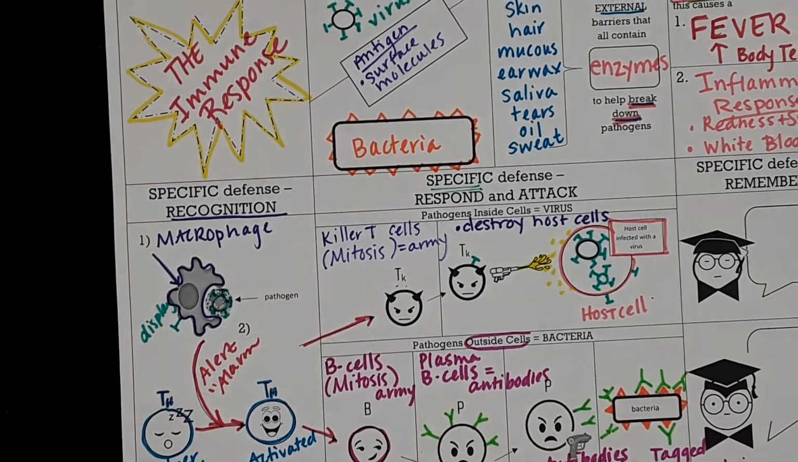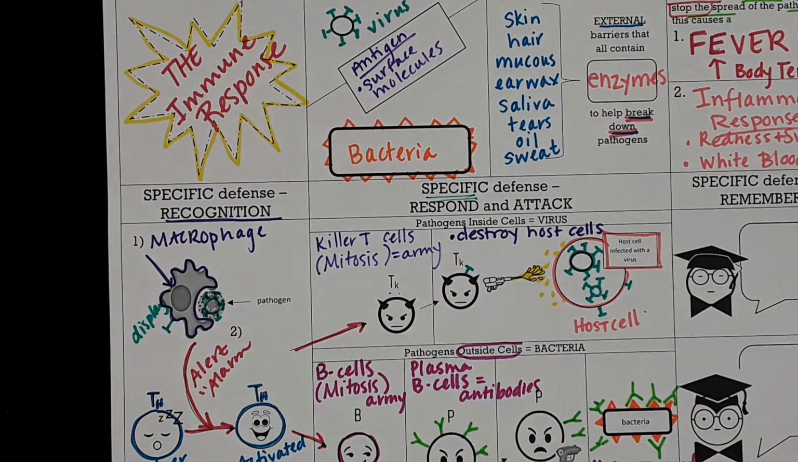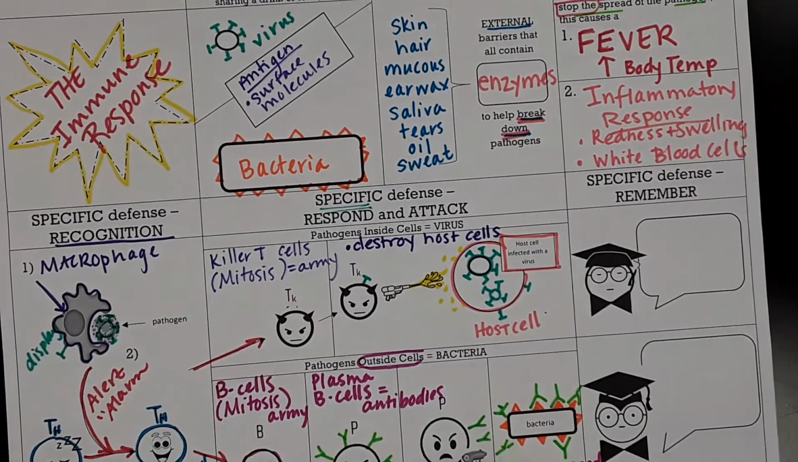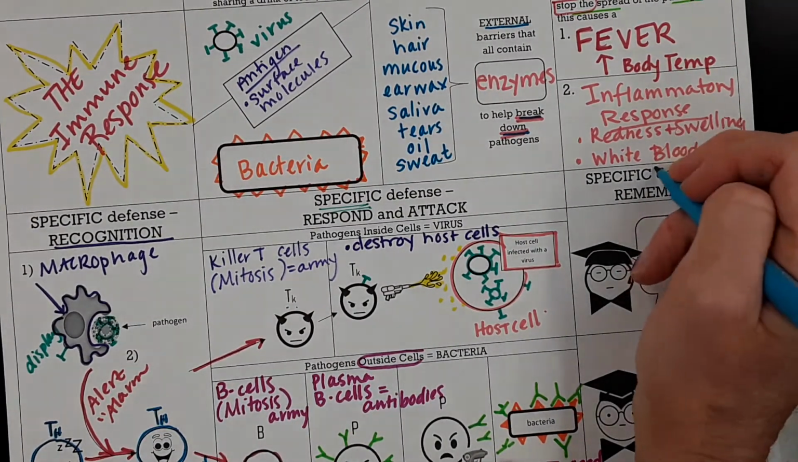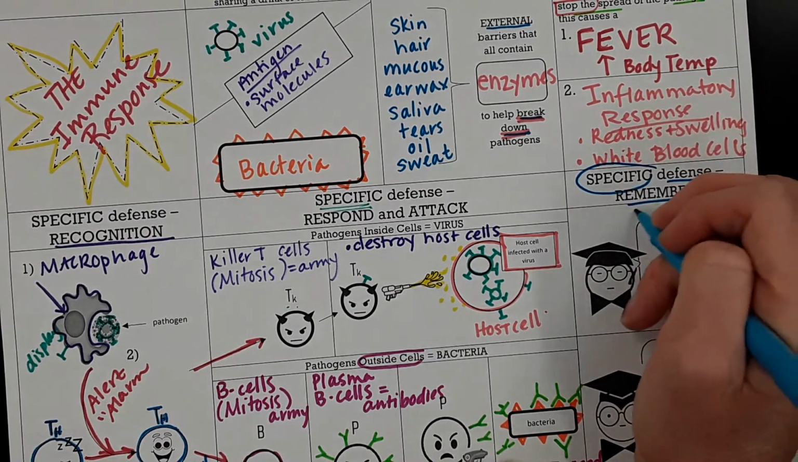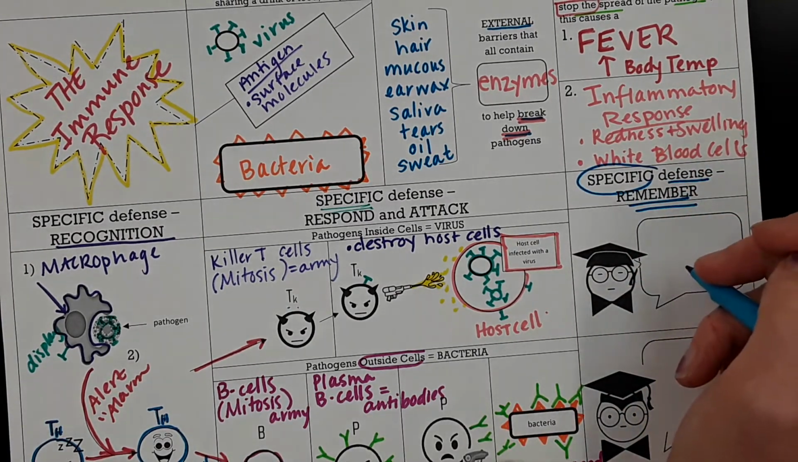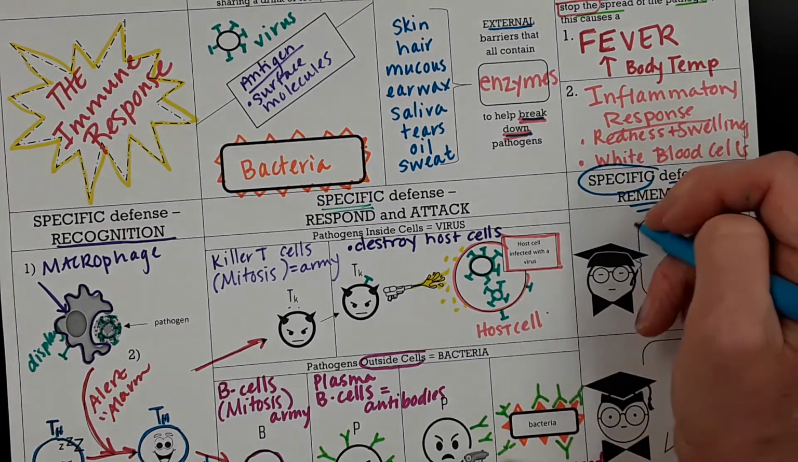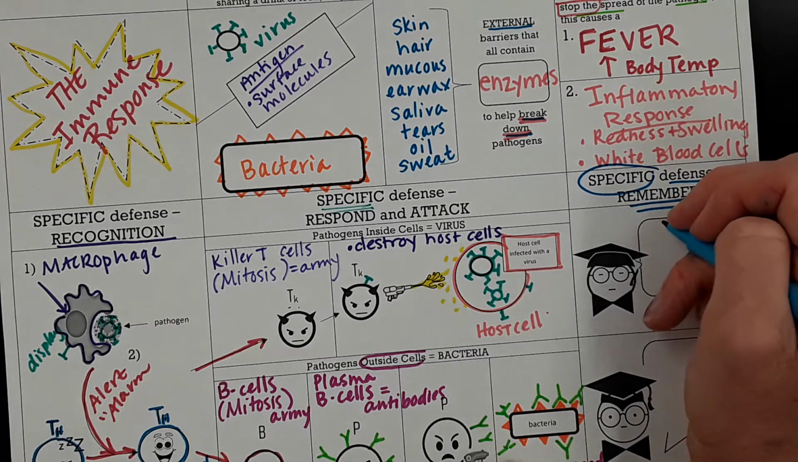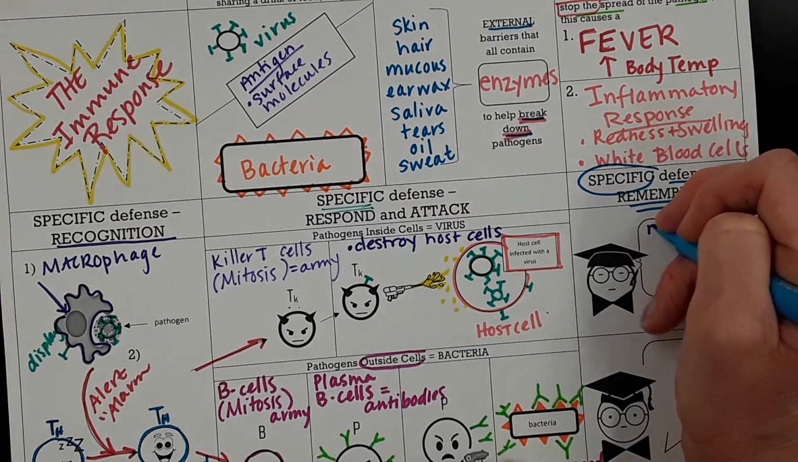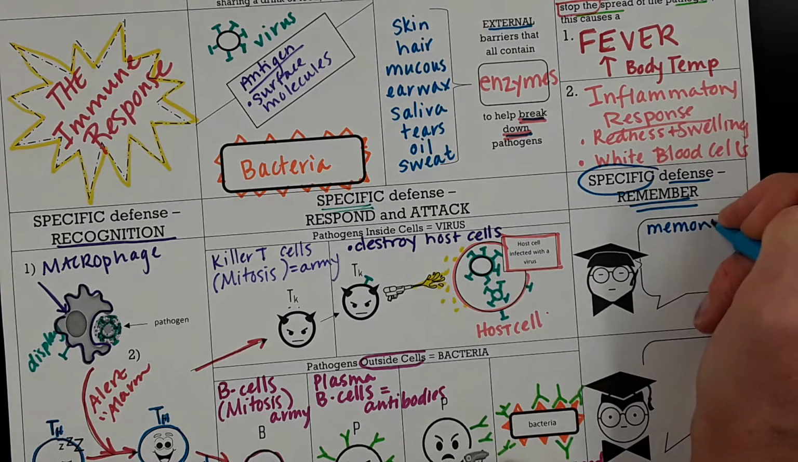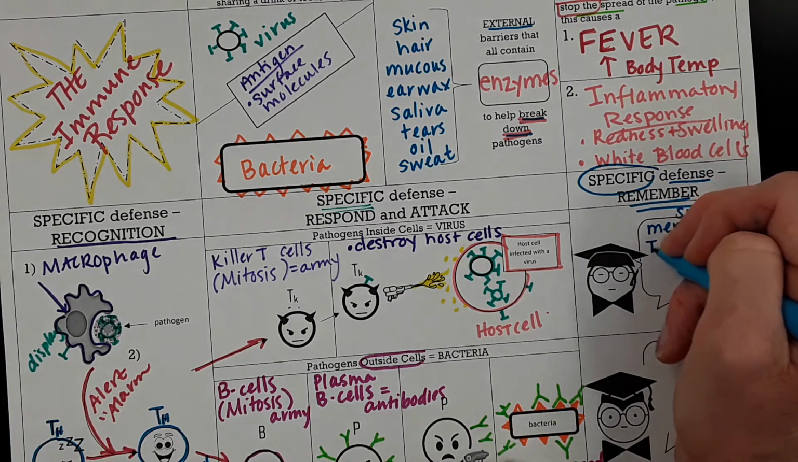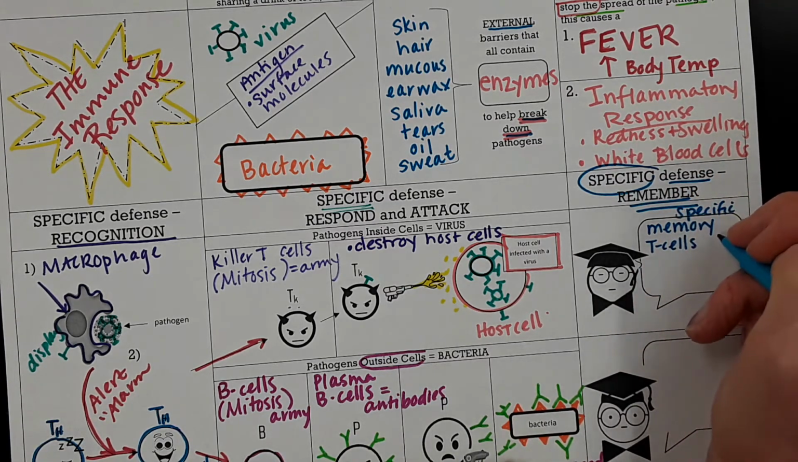Ultimately, in the end, what we're going to have is cell-mediated memory cells that are produced. So this very specific defense is going to remember the pathogens that were fought so that it can fight them in the future. What's going to happen with these T cells over here is that very specific memory cells are produced, specific to that virus. So memory T cells are going to patrol the body.